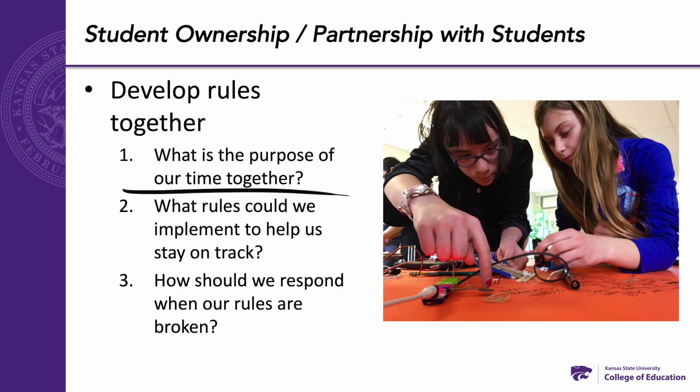Each year, I would start the year with my sixth graders by asking these questions. What's the purpose of our time together? And what rules could we implement to help us stay on track? And then how should we respond when our rules are broken? So with question number 1, the answer to the question is they're here to learn. We would work together through the question as a group and build common understanding of the purpose in our classroom. With question number 2, what rules could we implement?